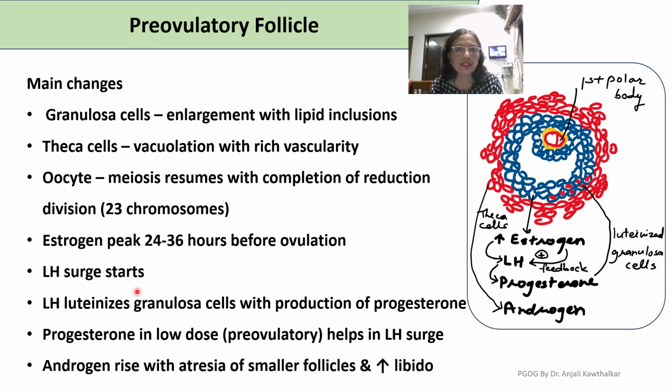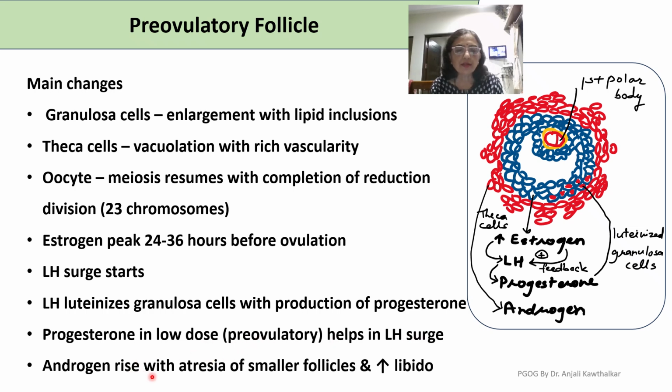LH surge starts. LH luteinizes granulosa cells with production of progesterone. Before ovulation also, we always know that progesterone is mainly the hormone secreted by the corpus luteum. But remember that it is also present and has a vital role before ovulation. A few days just before ovulation, progesterone also comes into the picture, and it is secreted by these luteinized granulosa cells. Progesterone is in low dose here, but in low dose it helps in the LH surge.